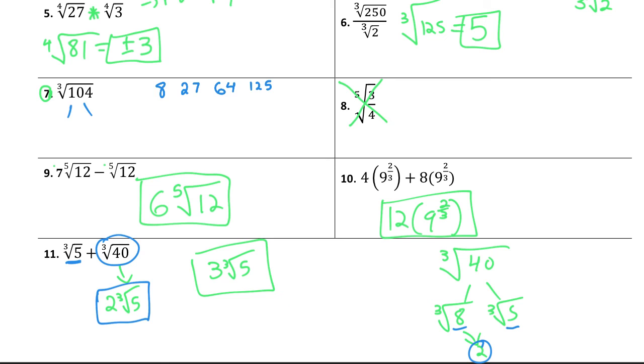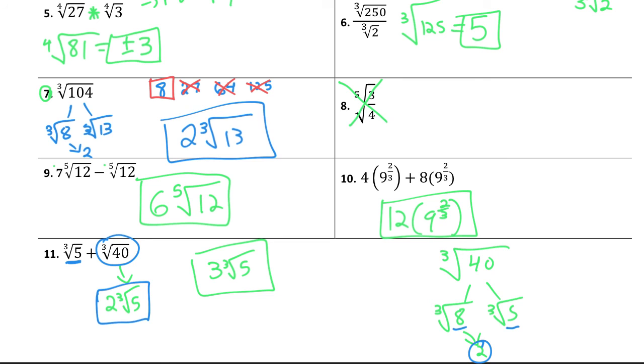125 is out of the question because it's bigger. If you test 64, that is not a factor. 27 is not a factor. 8 is the only perfect cube that is a factor of 104. So when I break that down, 8 times 13 is 104. So it's understanding the cube root of 8 is 2. So my final simplified radical is 2 times the cube root of 13. And that is simplified all the way.